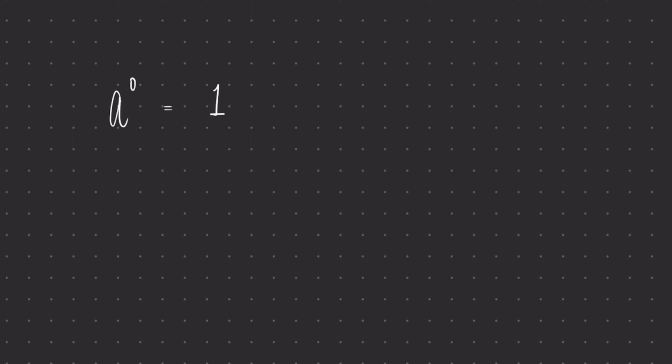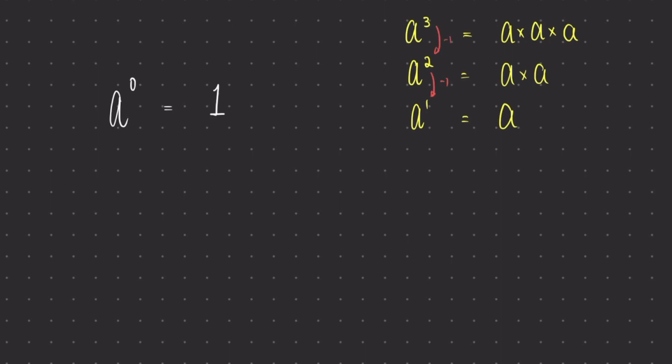So let's start off with a to the power of 1, a to the power of 2, a to the power of 3. Now we can see that written out this would be 3 a's multiplied together, and written out this would be 2 a's multiplied together, and of course this is just a by itself. So subtracting 1 from the power on the left is equivalent to dividing by a on the right.